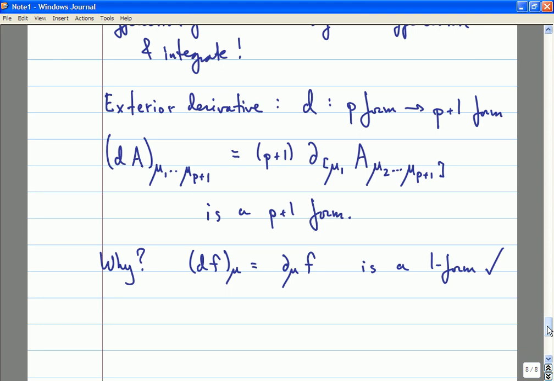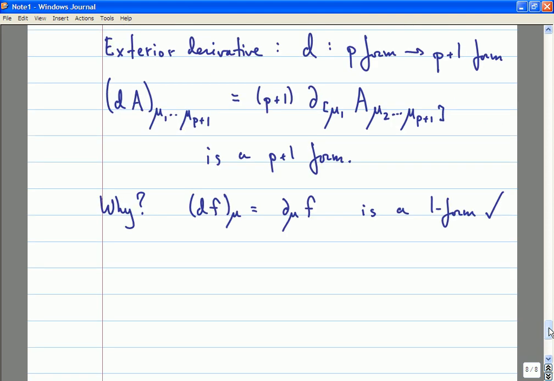So let's imagine that we have a one form omega. Let's take d of it. So the mu nu component of it is d mu omega nu minus d nu omega mu. There's some factor of 2. I'm just going to forget about that factor of 2 for the time being.